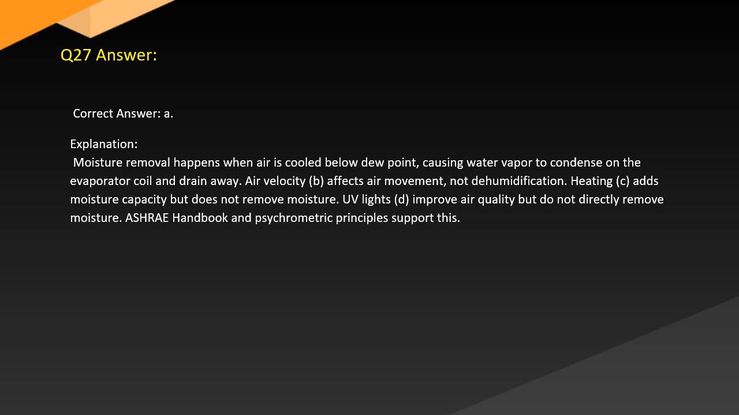Answer. Correct answer: A. Explanation: Moisture removal happens when air is cooled below dew point, causing water vapor to condense on the evaporator coil and drain away. Air velocity, B, affects air movement, not dehumidification. Heating, C, adds moisture capacity but does not remove moisture. UV lights, D, improve air quality but do not directly remove moisture. ASHRAE Handbook and psychrometric principles support this.